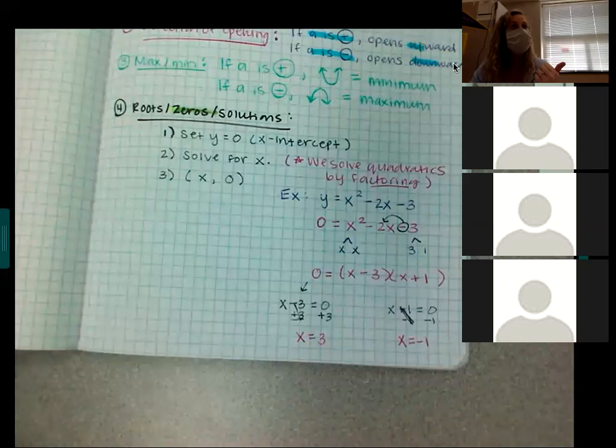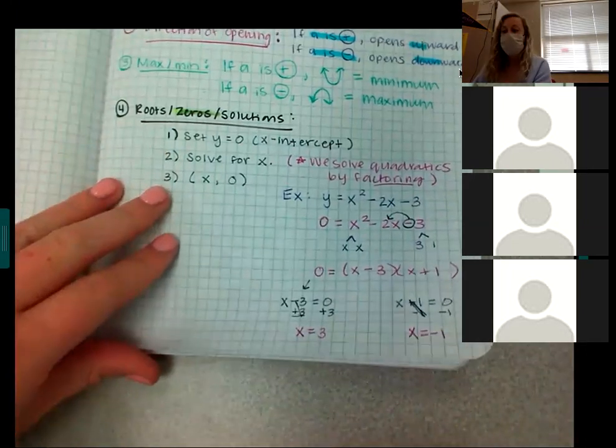The y-intercept. We have found the max min, how it opens. We found the x-intercepts. What are the two things that we have not done yet? Axis of symmetry and vertex. Very good, Carter. Axis of symmetry and vertex. Those are the last two, and they go hand in hand, okay? So these are my last ones.